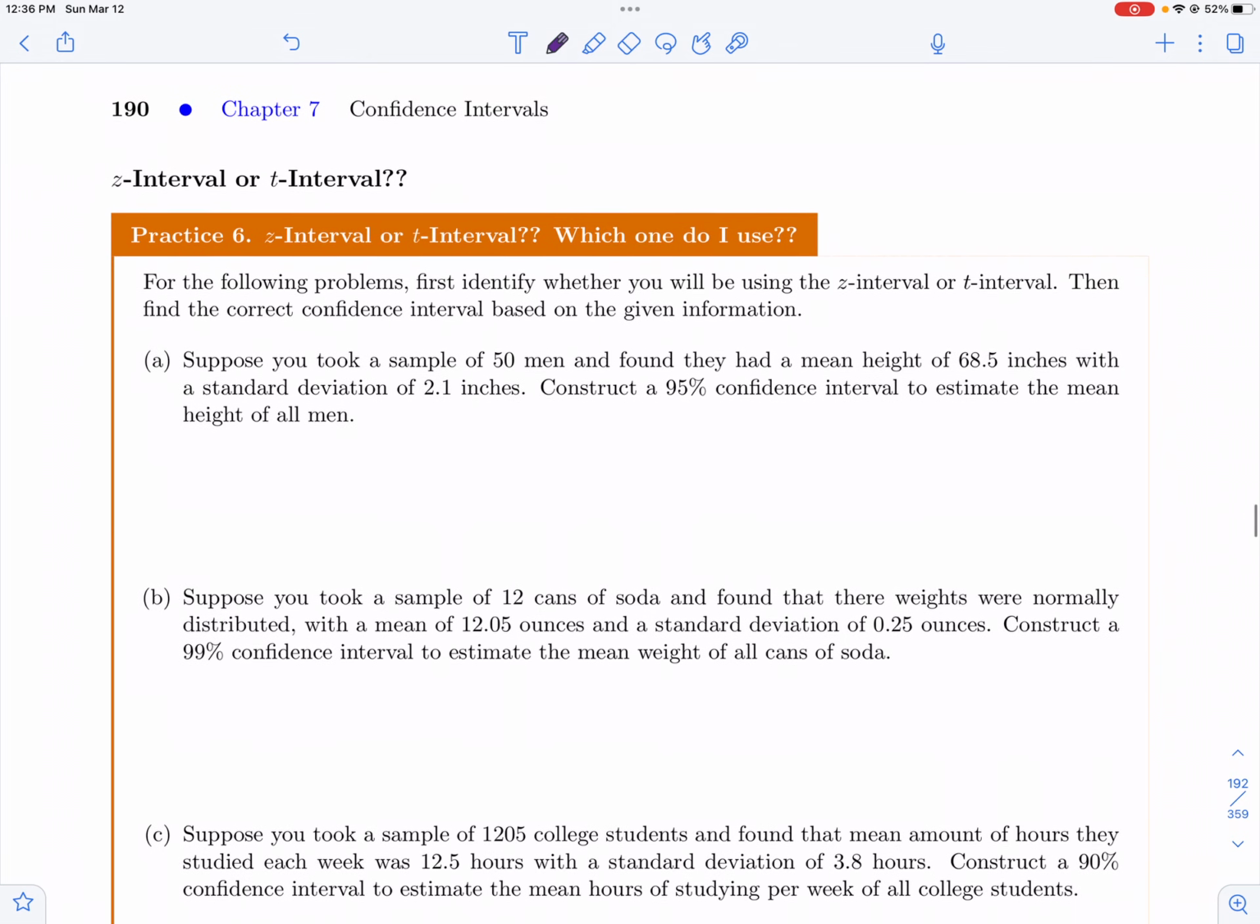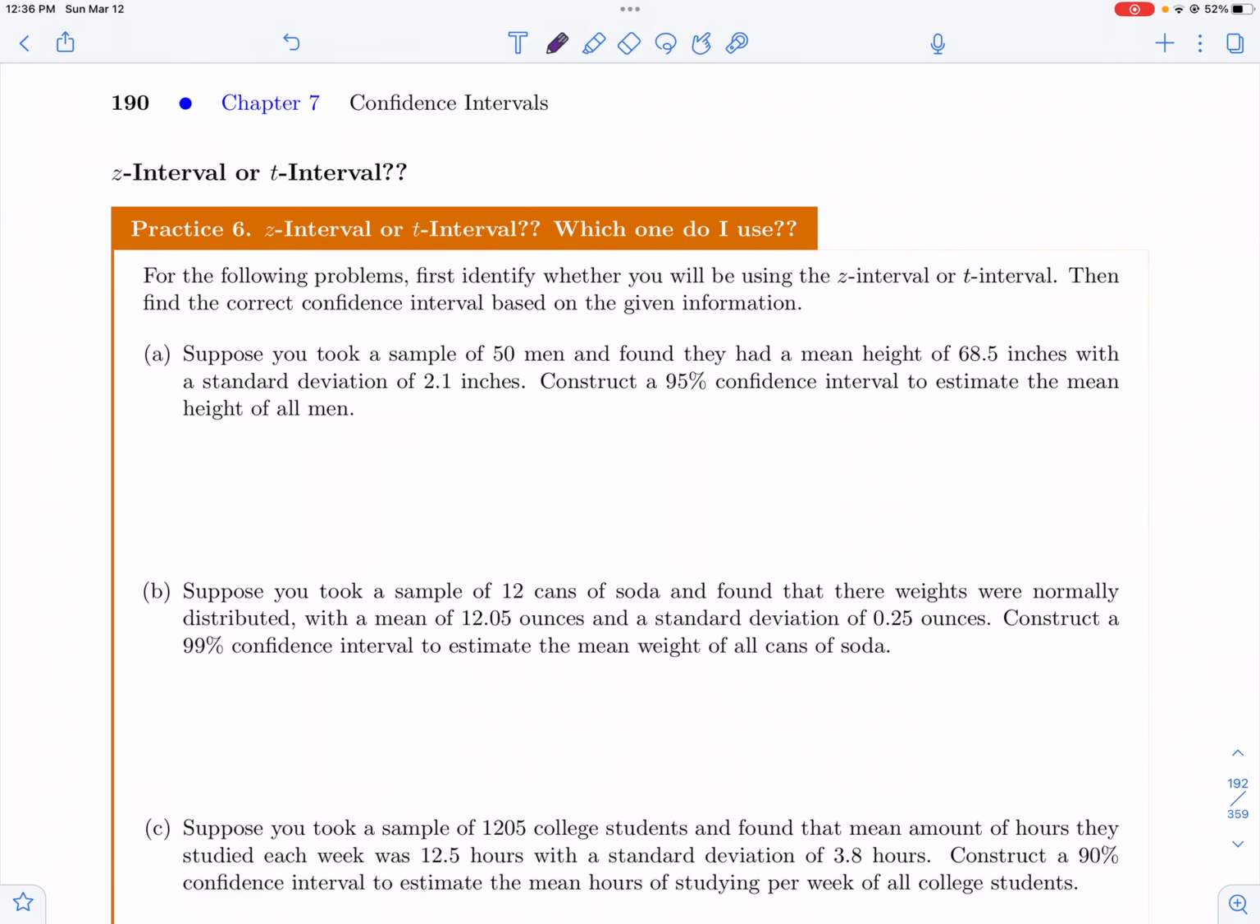Practice six is a very important one, because knowing when to use Z intervals and T intervals is going to be really, really important since these answers can be drastically different. The big thing to remember between each of them is that Z uses the population standard deviation, and T uses our sample standard deviation. We want to be able to identify that in these sentences to determine whether we're going to use T or Z for each of these.